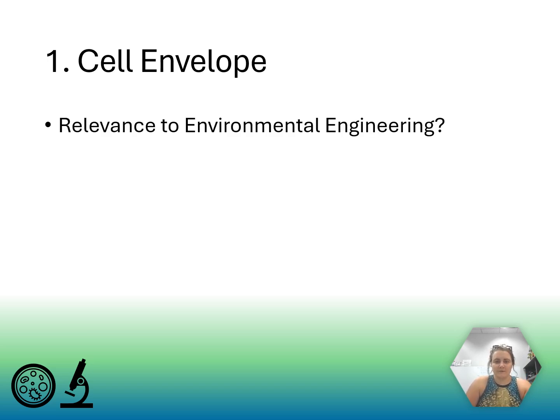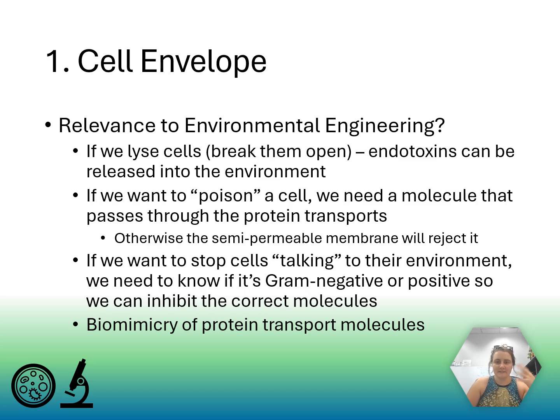And the relevance of those two terms to environmental engineering and the cell envelope in general is that generally, if we lyse cells, and to lyse means to break them apart, endotoxins from a cell can be released into the environment. And that's something we don't want. We don't want endotoxins in the environment. So if we are trying to get rid of a cell, we might not always want to lyse that cell based on what's inside of it, especially if it's an endotoxin. If we want to quote-unquote poison a cell, we're going to need a molecule that passes through those protein transports. Otherwise, that semi-permeable membrane is going to reject it.